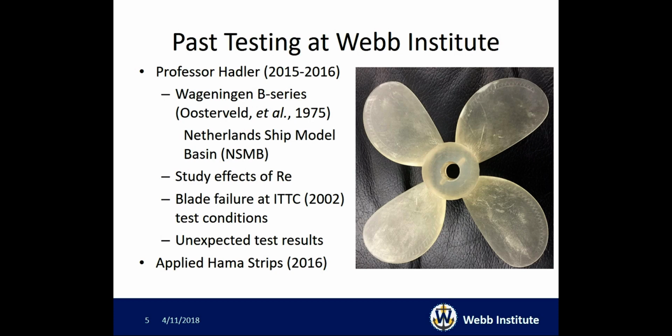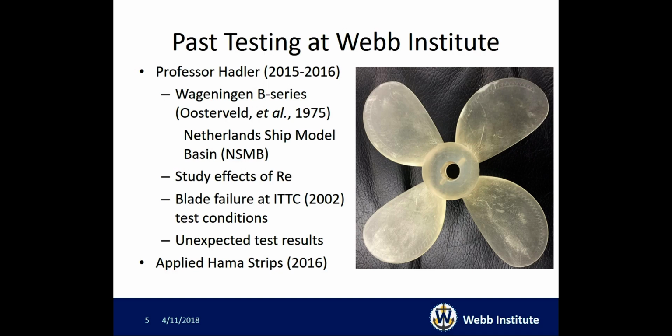His goal was to study the effects of the test Reynolds number on the propeller results. However, while testing at the ITTC, the International Towing Tank Convention, test conditions, he had a blade failure, so he broke a blade off due to high loads. At his lower loads, before he fractured the blade, he had some unexpected test results that had not quite been explained.